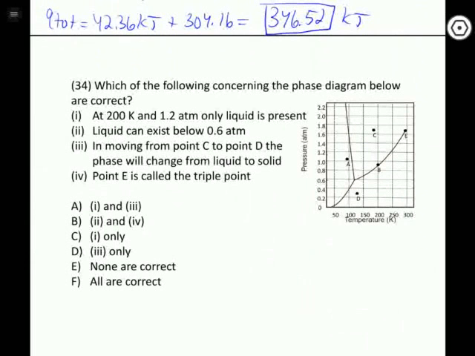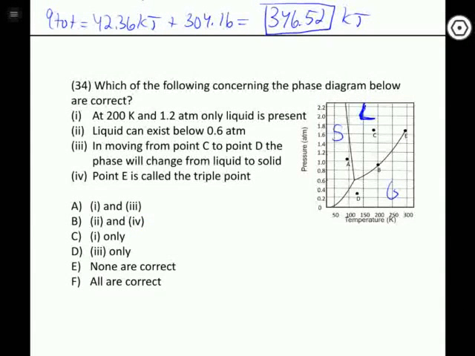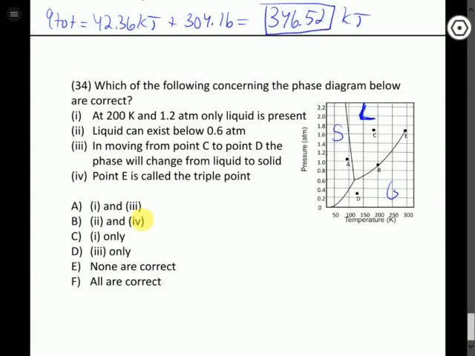What's helpful to do with these diagrams is keep in mind where the different phases of matter exist. So the leftmost portion is solid, the bottom right is gas, and then the middle part is liquid. I always mix those up when I say them, even if I don't write them wrong. Okay, so there we go, solid, liquid, gas. Those are the regions of our phase diagram. 200 Kelvin and 1.2 atmospheres. So we find that position on our phase diagram, and that's right here. For choice 1, we're clearly in the liquid part of the diagram, so that one's going to be true. Let's put a check by it.